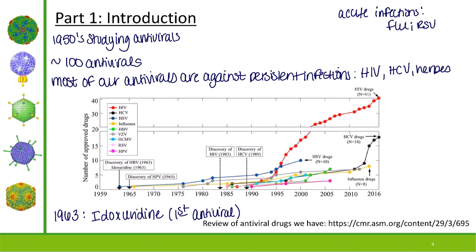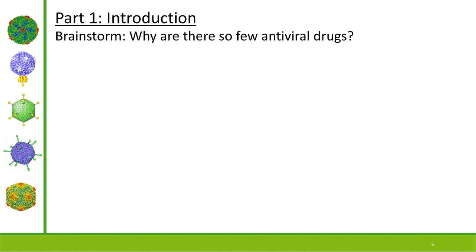On this page, I have this review linked, and this figure is taken from this review. It's a fairly long review article, published in 2016, but it does a really nice job of walking through all of the different antiviral drugs that we have. So you can probably tell based on this figure and the number of only about 100 antivirals approved in the US that we don't have a lot of antiviral drugs.